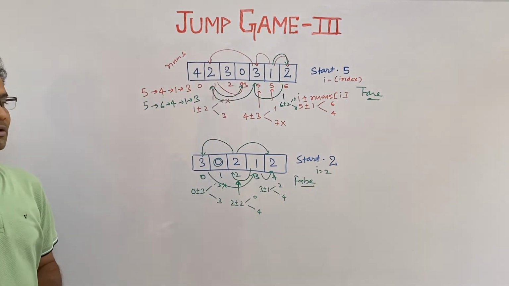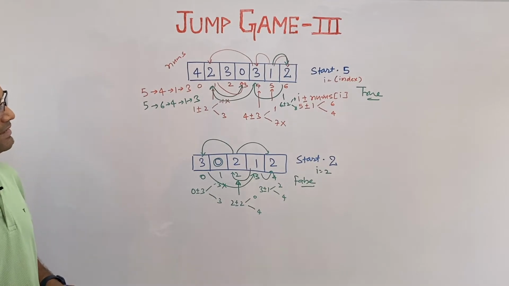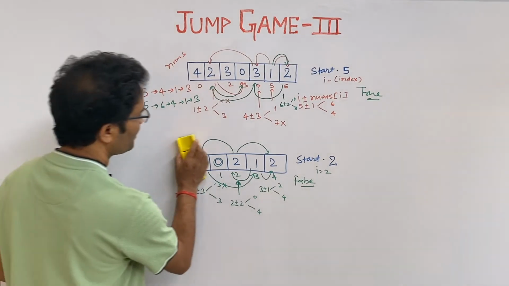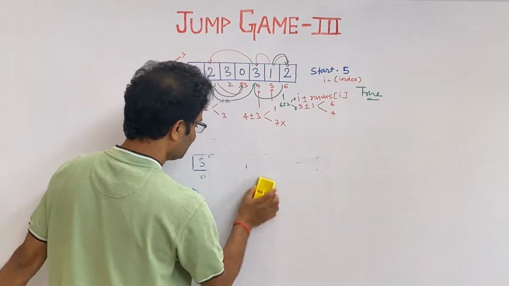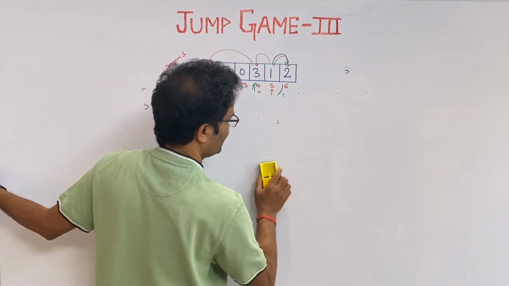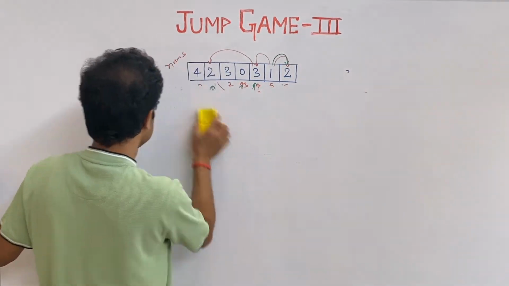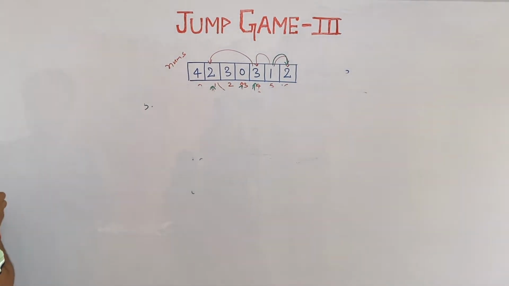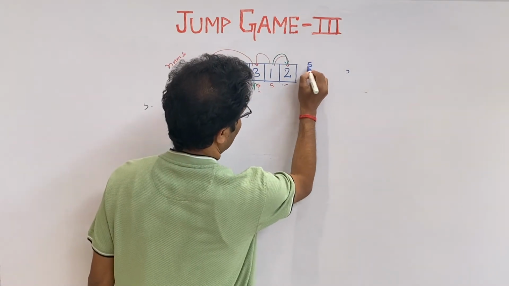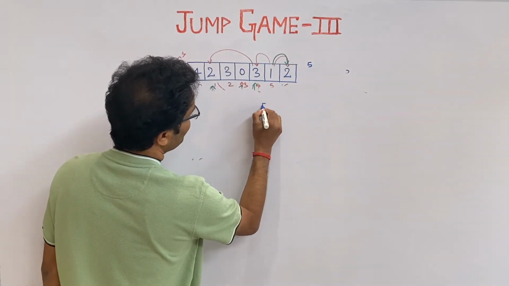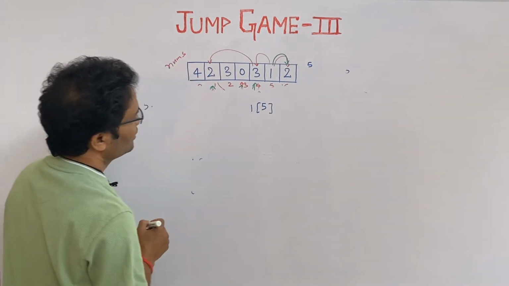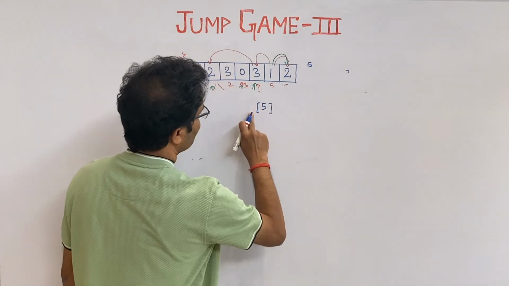So this is the use case, this is the statement, and let us see how we can solve that. Before that, you can think of this as a graph problem. How can you see it? This is like a binary tree problem. We have to start from index 5, right? This is the starting point. So this is index 5 and the value at index 5 is 1, right?